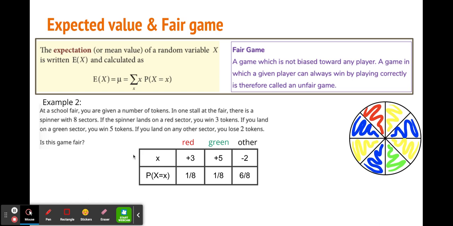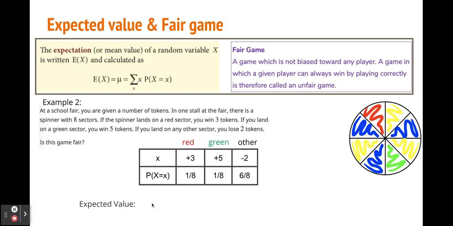Well, we first need to look at what is the expected value. In order to calculate the expected value, we multiply each outcome by their probabilities, and we add those together. So adding up 3 times 1/8 plus 5 times 1/8 plus -2 times 6/8, we get an expected value, which is negative 0.5. So this means that on average, you're going to lose half a token every time you play.